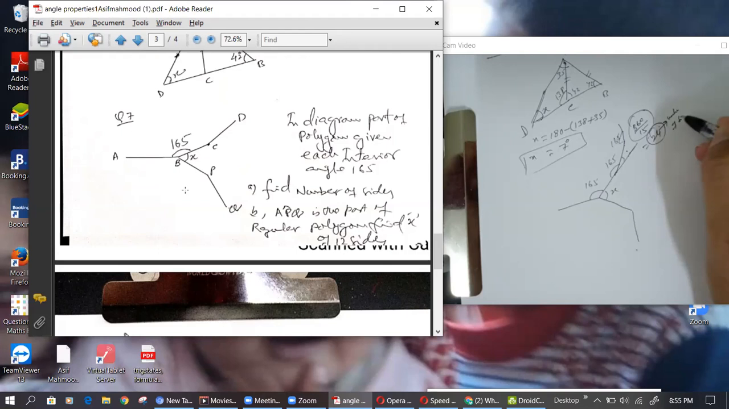So 30 will be the exterior angle, not the interior. 30 will be this one. You will get the exterior angle, not the interior, right? Your idea is correct, but you will get the exterior angle. Now, what will be the interior if the exterior is 30?